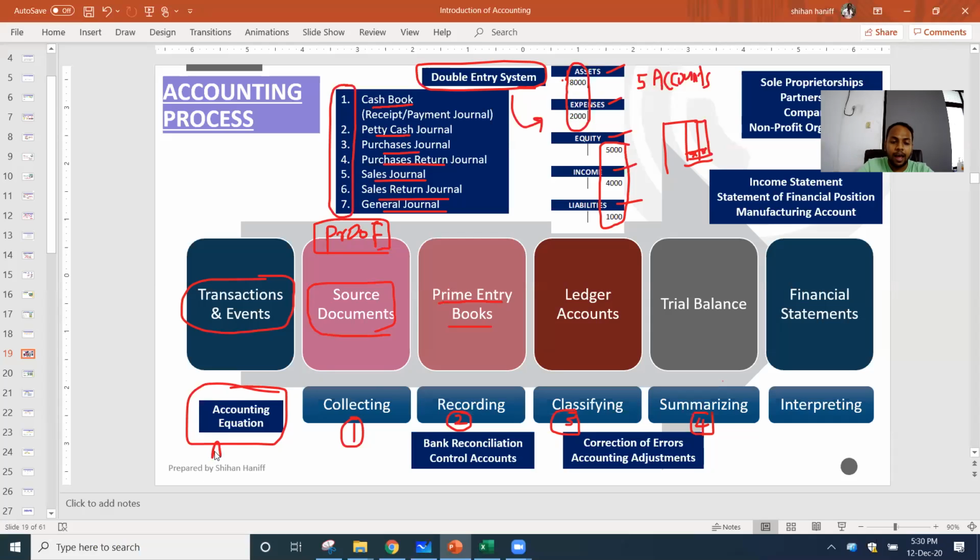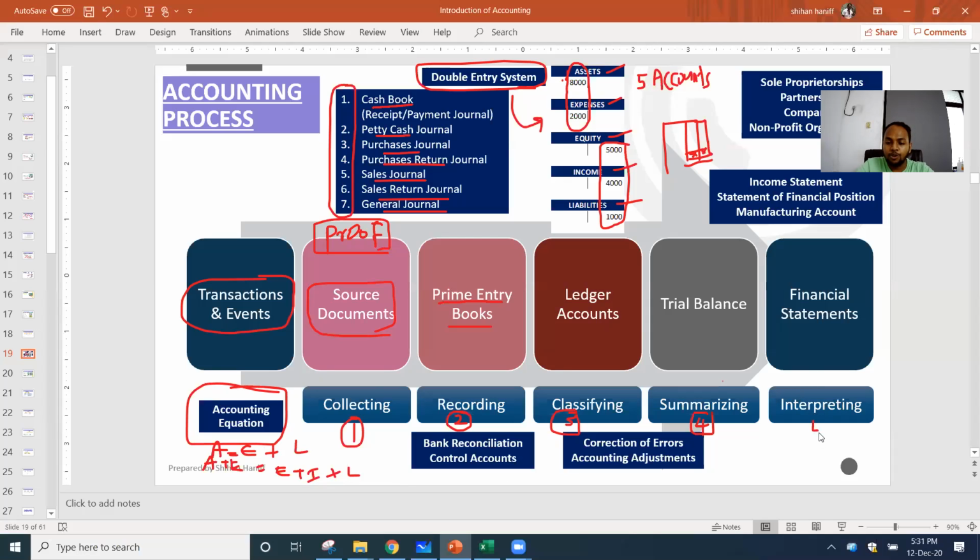So it shows asset equals capital plus or the equity plus liabilities, or asset plus expenses equals equity plus income plus liabilities. So that is the accounting equation, and through that we take the double entry system and we prepare the ledger accounts and trial balance.